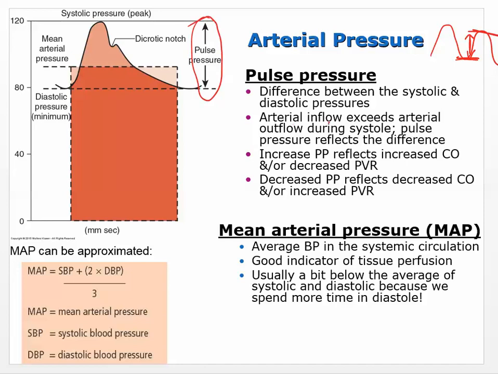Arterial inflow, so flow into the arteries, exceeds arterial outflow during systole. That means that it's not moving through. Let's see, pulse pressure reflects a difference. Or it is moving through. Increased pulse pressure reflects increased cardiac output. Well, that kind of makes sense. You have more blood being pumped by the heart, then that's going to kind of increase that top level. Or decreased resistance.